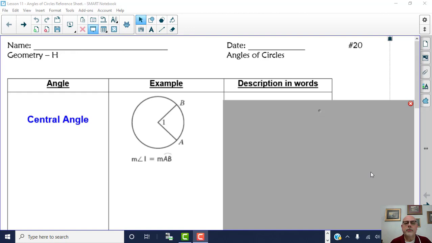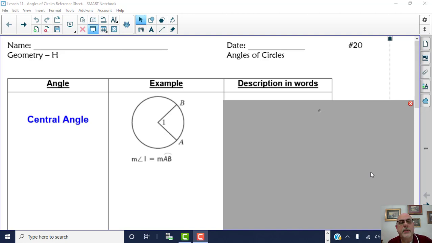Hello everyone, and thank you for tuning into the lesson for angles of circles. We're going to be talking about angles formed inside a circle, outside a circle, or different ways that angles can be formed inside and outside. So there's a couple of little basic things to level set.